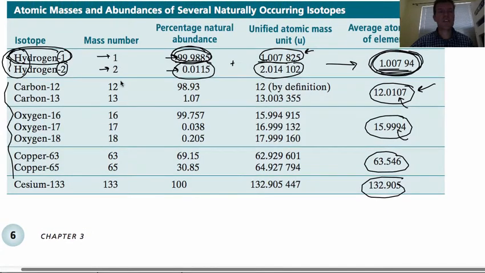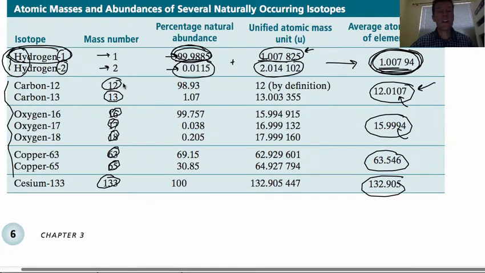Whereas you'll notice the masses over here are 12 and 13, 16, 17, 18, 63, 65, 131. Well, when you take the weighted average, when you take 98.93 times 12 plus 1.07, actually I should change those percentages, times 13, you're going to get that number. So you can see how close it is to 12. That's because the majority of all the carbon in the world is carbon 12. Okay?